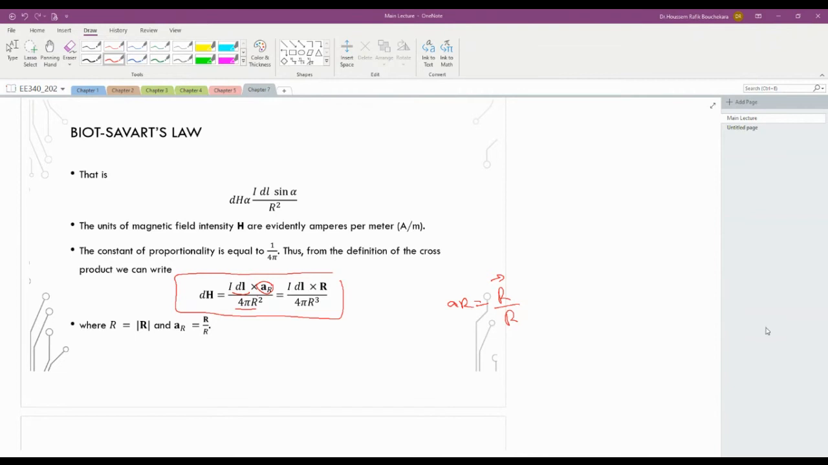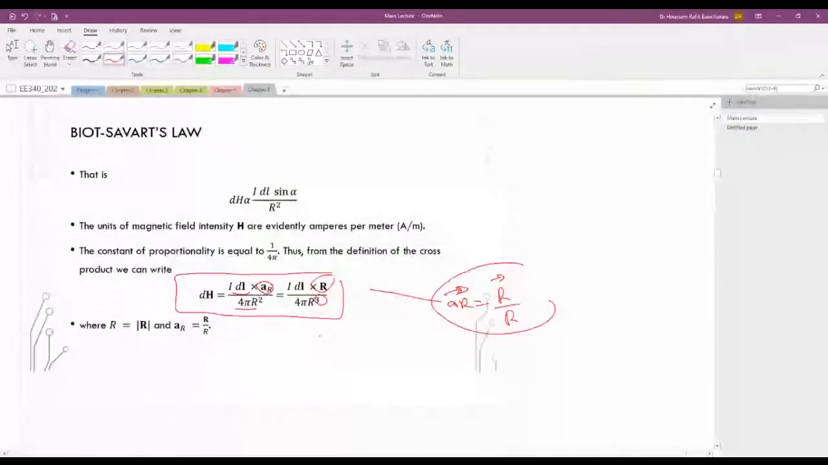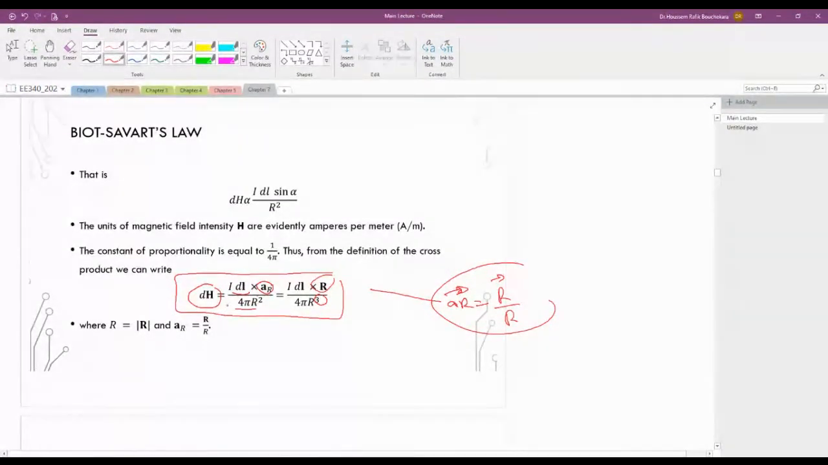Okay, we said if we substitute aR by this expression, we get R cubed here. Okay, R cubed, similar to Coulomb's law, right? It is similar or analogous to Coulomb's law. So this is how we determine dH using Biot and Savart's law, okay, using Biot and Savart's law.